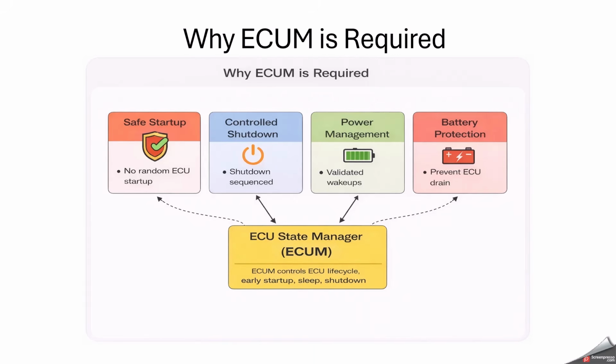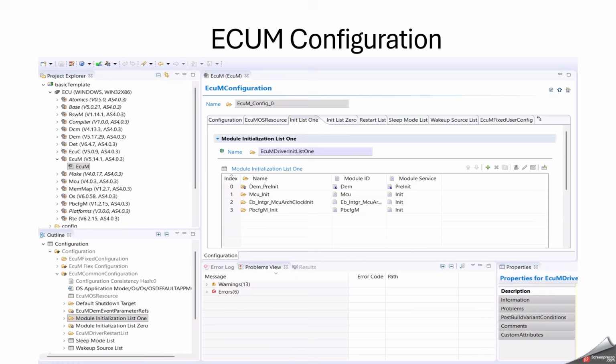So what will happen if there is no ECUM? In a vehicle, the ECU should not start randomly, the ECU should not go to sleep abruptly, wake-ups should be validated, and shutdown should be controlled. So this is where ECUM is actually required. ECUM ensures safe startup, controlled shutdown, power management and battery protection. Without ECUM, ECU behavior would be unpredictable. So that is why we need ECUM in classic AUTOSAR and also on the automotive side.